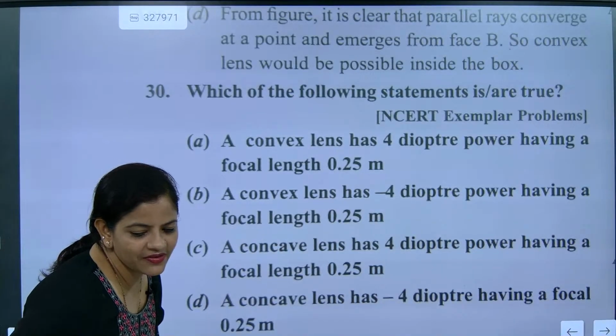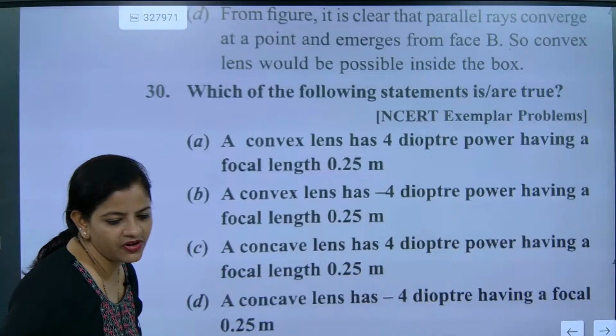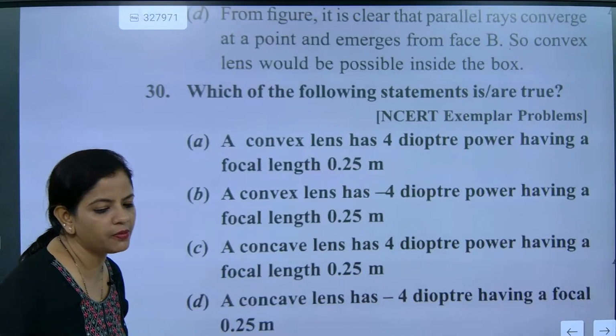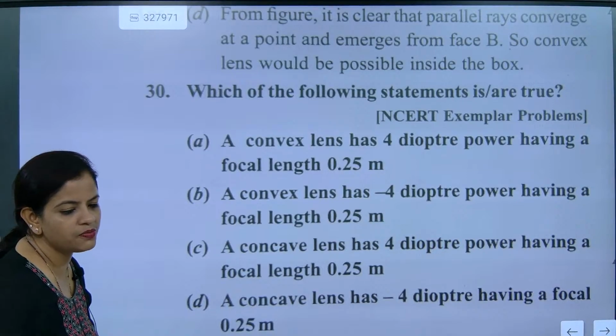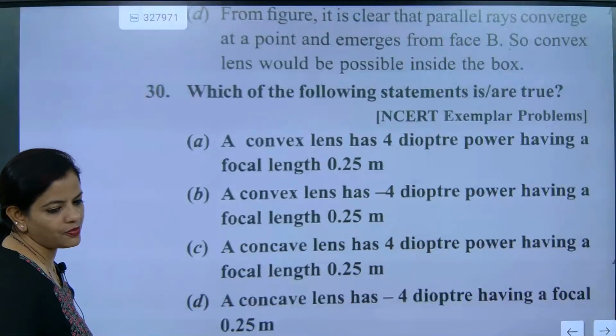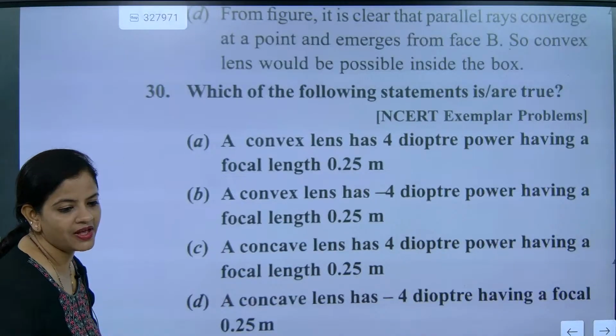Come on, Jotam has given option B. Bhavya has given option B. Kritika has given option B. Come on, you can do it. Sharmila has given option B. All the children are giving option B. Divya has given option B.